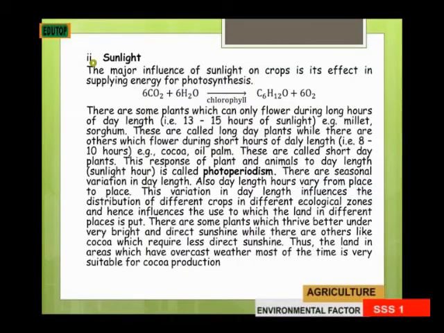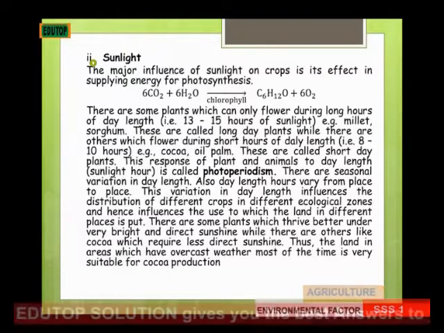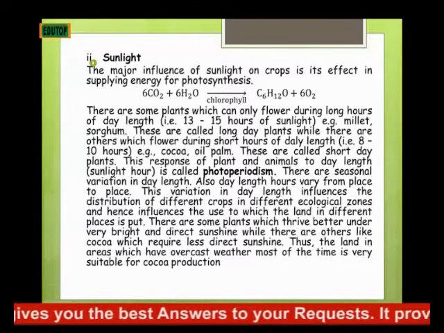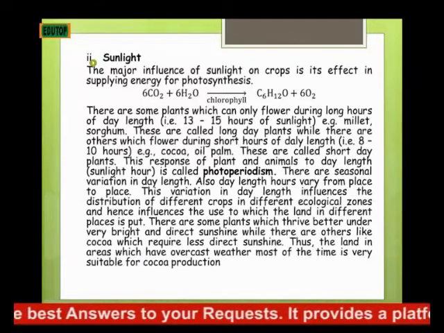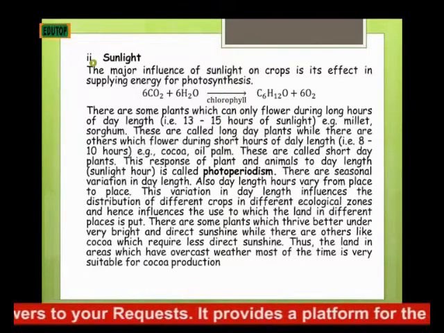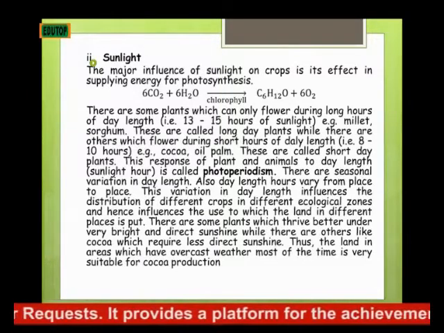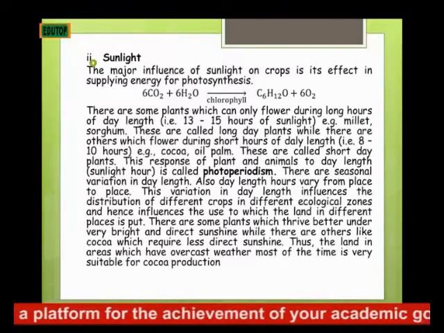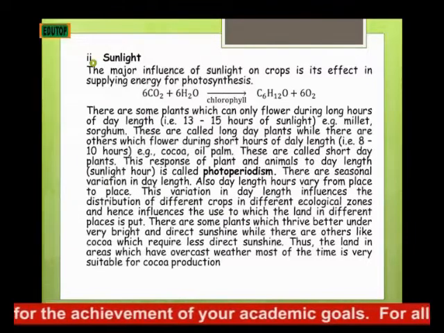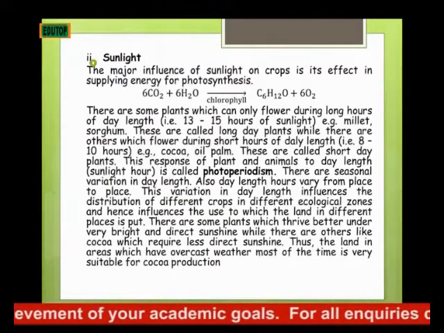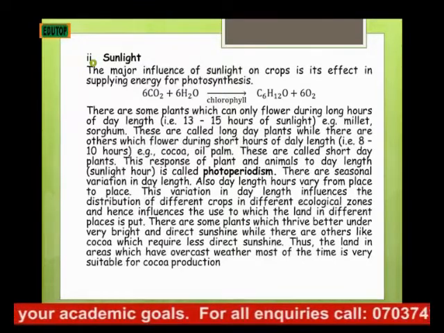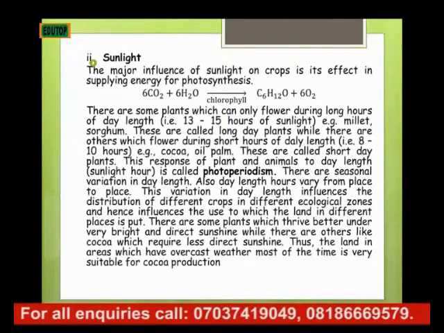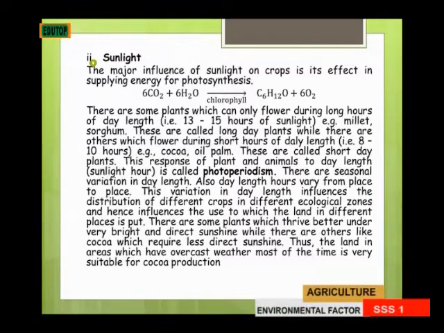That is, we are talking about the elements of climate that affect agricultural production. The major influence of sunlight on crops is its effect in supplying energy for photosynthesis. Sunlight, its major effect is to supply energy or light for photosynthesis. If you look at the equation that we have there, we have carbon dioxide and water, in the presence of chlorophyll and what? Sunlight, before we can have our carbohydrates and then oxygen being produced.